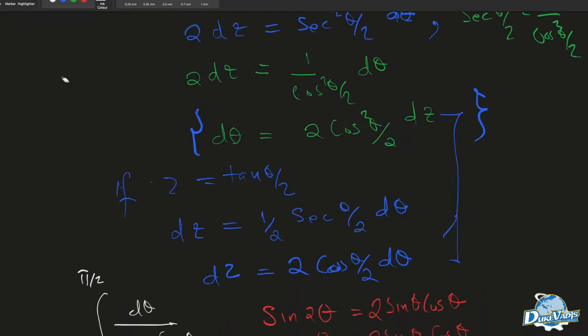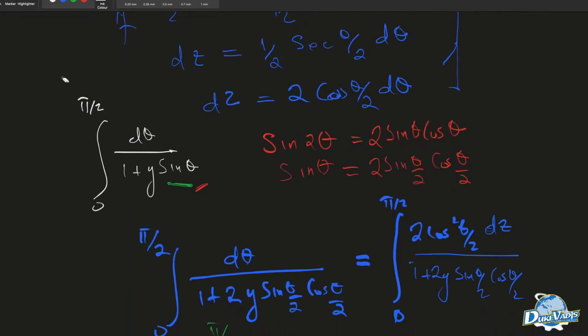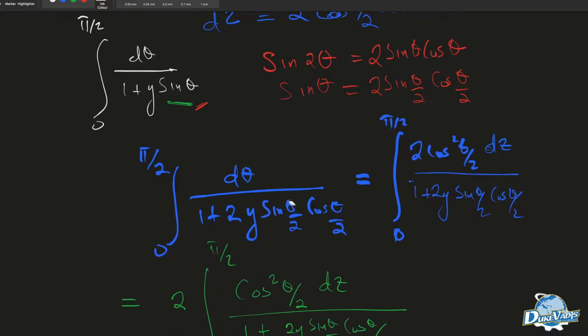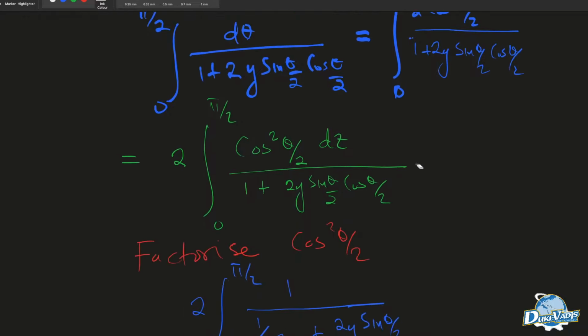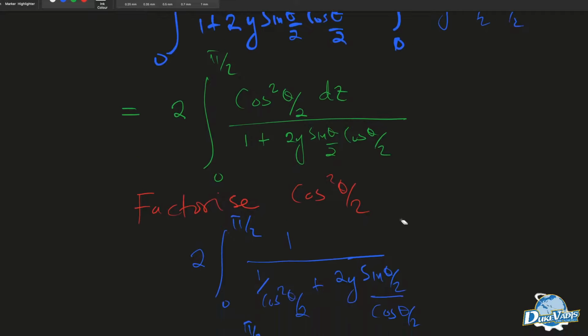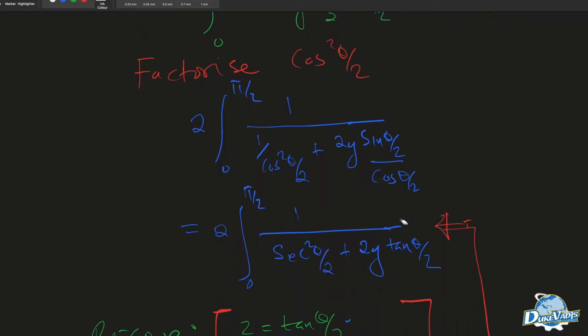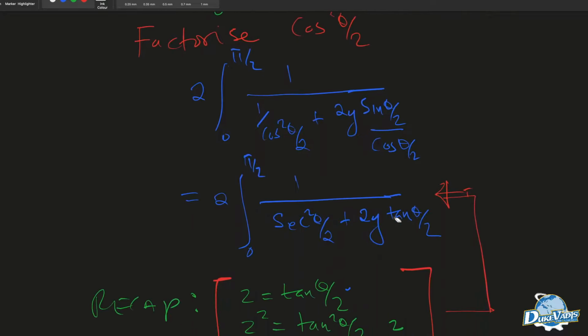we get z squared theta d theta. Okay, so eventually we did that, and we had d theta over 1 plus y sine theta. We know because of this sine theta over here, we have to break it down to be 2 sine theta cos theta. All right? Then we substituted that in. Then we also brought 2 cos square theta d theta in there. We simplified and we got to this eventually. Then we factorize cos square theta over 2 into our equation.